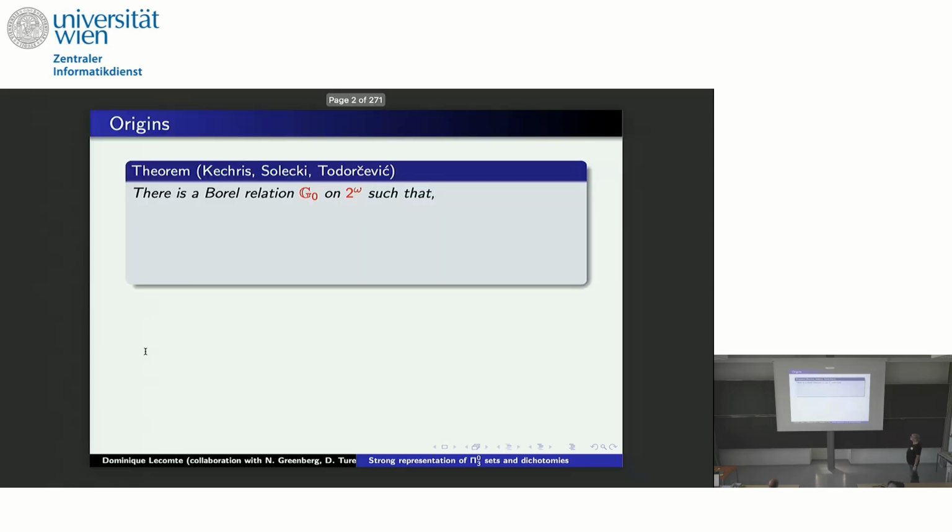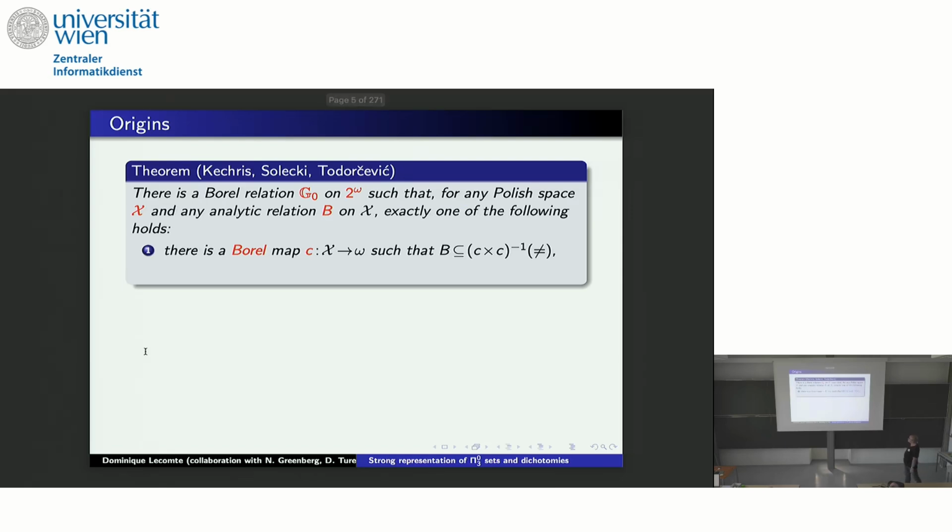The motivation for this work goes back to the Turetsky-Todorchevich G0 dichotomy. It goes back to the beginning of the study of definable coloring. It gives a characterization of when an analytic relation has a countable Borel coloring. For me, relation just means binary relation. So there is a Borel relation G0 on the Cantor space, such that for any Polish space X and any analytic relation B on X, you have the following dichotomy.